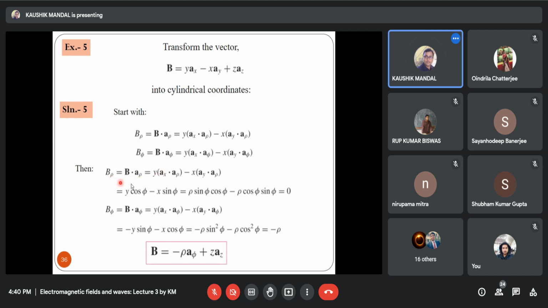Then to find out this b, same equations, we have once again written it. What will be y into ax dot a rho? Ax dot a rho and ay dot a rho. Can you tell me? Anyone? Ax dot a rho and ay dot a rho.